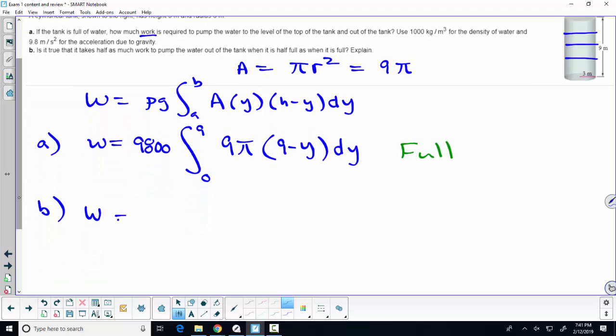So, sorry, what'd you say? 0 to 4.5. Yeah. So this tank is now half full of water. And so our y's only now range from 0 all the way up to half, which is 4.5. But don't you still have to pump it all the way to the top to get it out of the tank? Right. So the bounds change. The height of the vessel is still 9 minus y. That doesn't change. So the bounds are the only thing that changes here.